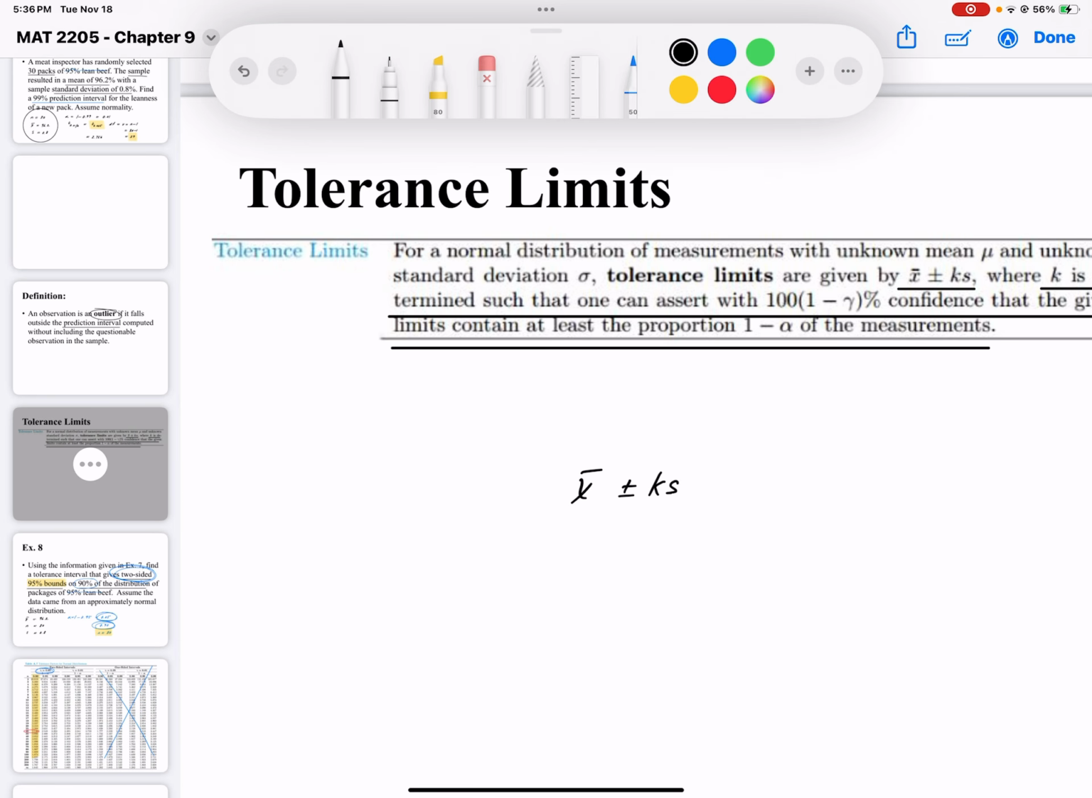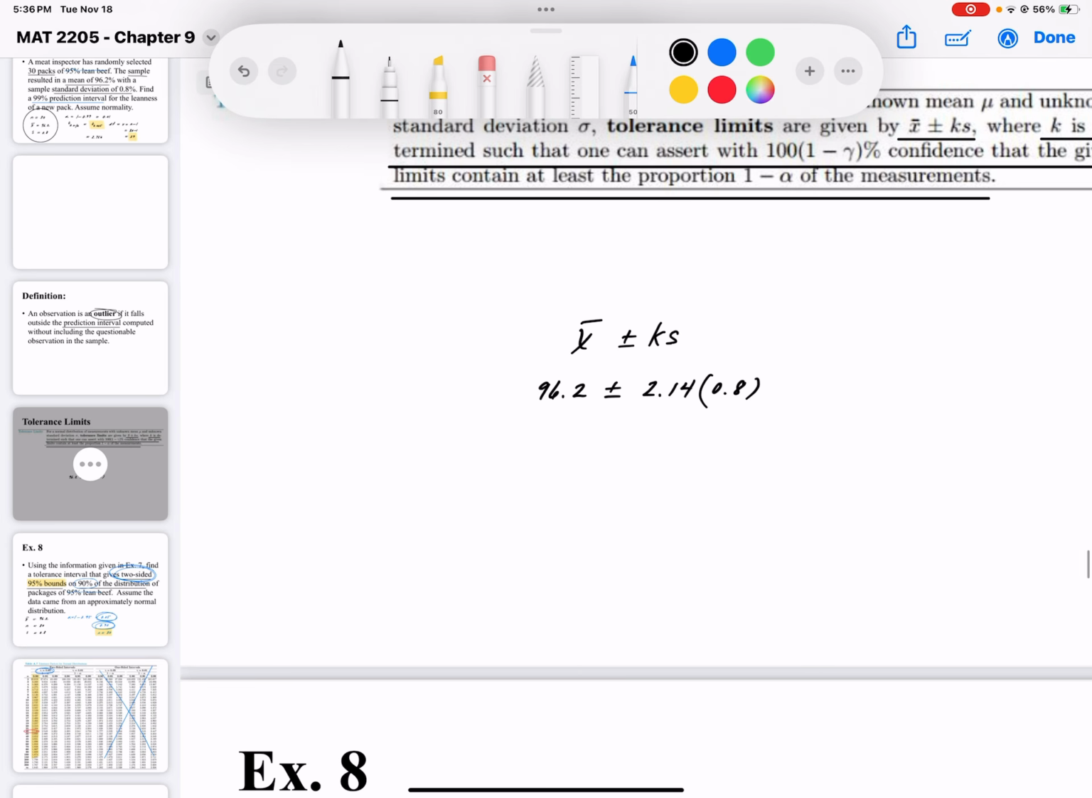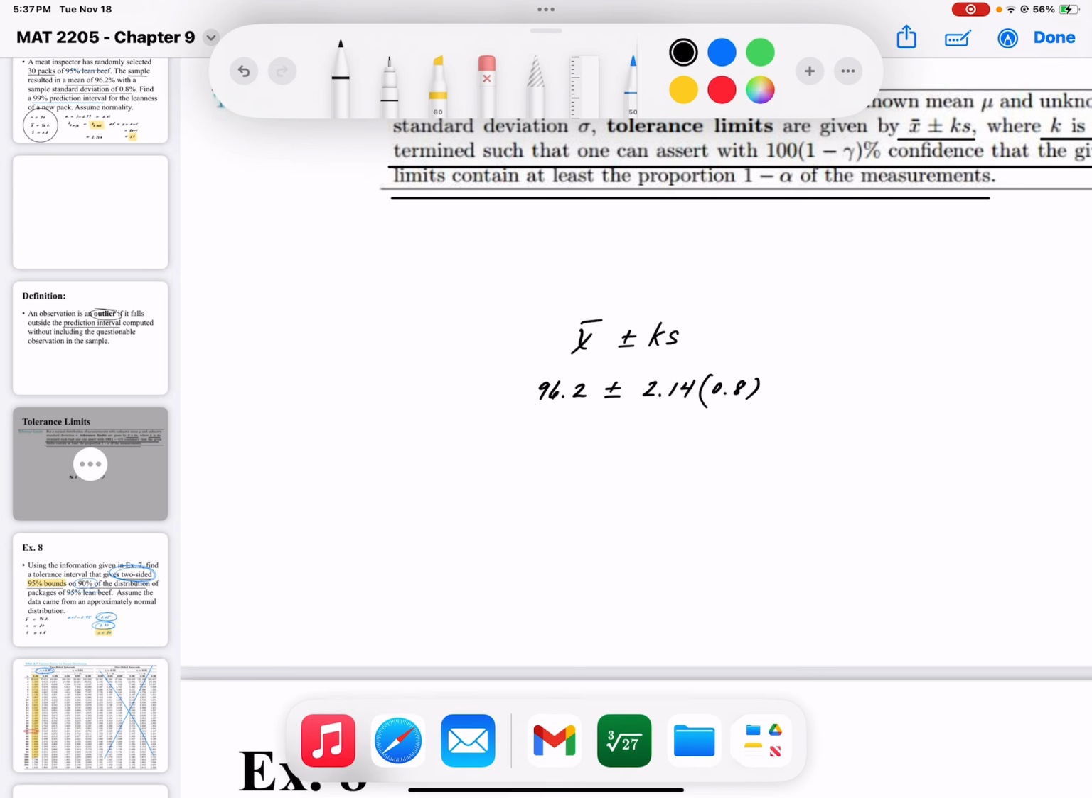All right, it took us some time to find that, probably because this is the first time you've seen that new chart. Let's just find our tolerance limits. Our mean for this problem is the same mean as before, 96.2. Our K value we just found to be 2.14, and our sample standard deviation from the previous example is 0.8. Very basic formula, but we did have to find the K, and in order to do that, we needed the three things that I mentioned.